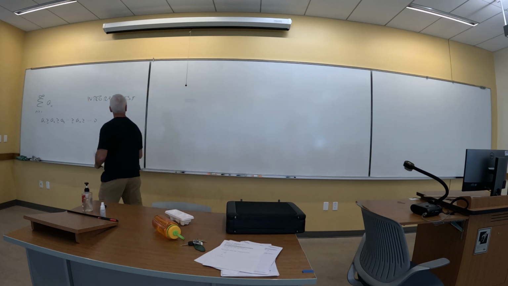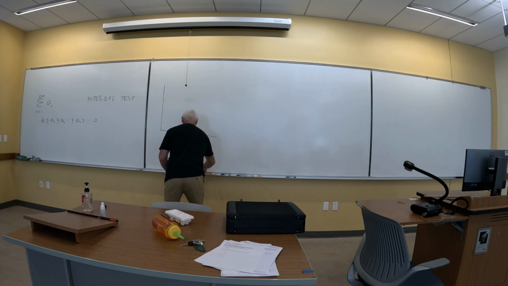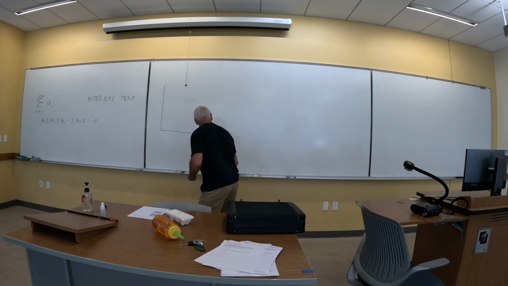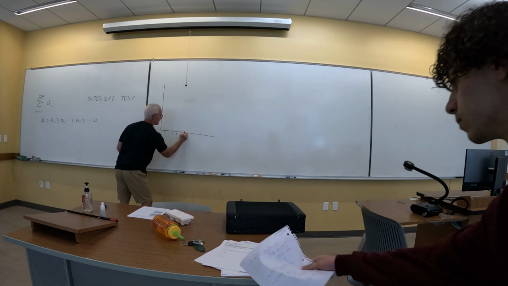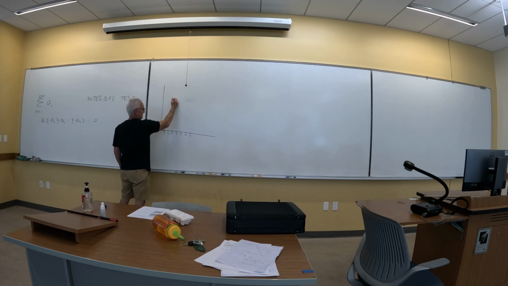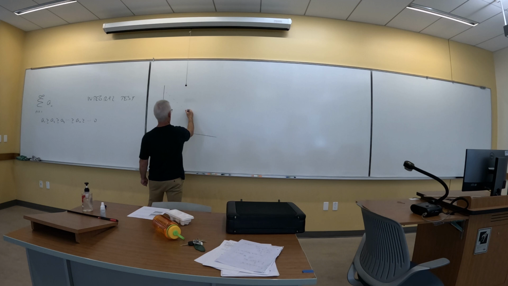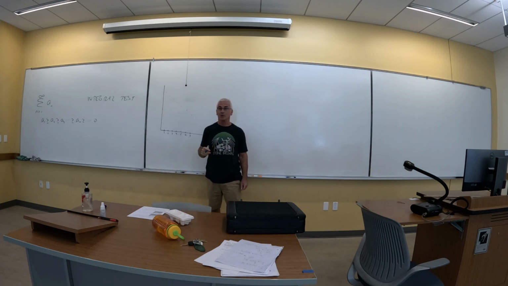Now with that said, here's what I want to think of it like this. I'll put some numbers down. So let's just say this is A1, this is A2, this is A3, this is A4, this is A5, this is A6. You guys kind of see what's going on. The A's are getting smaller.